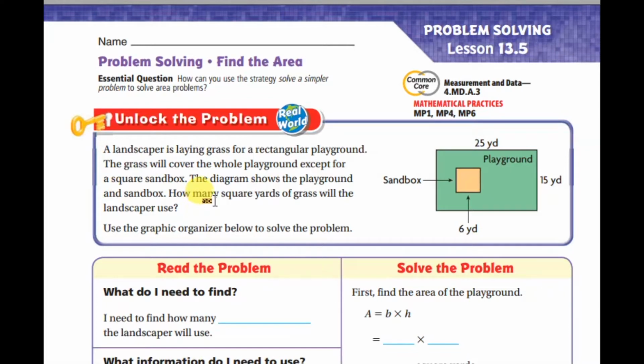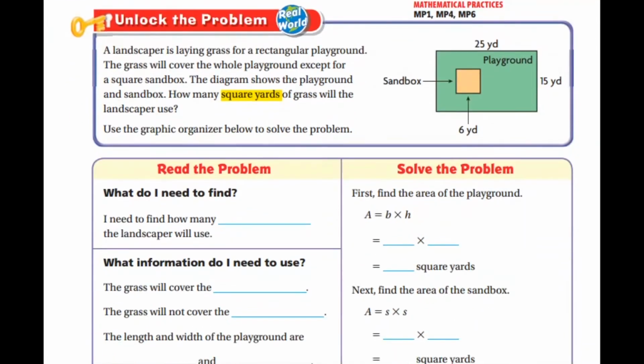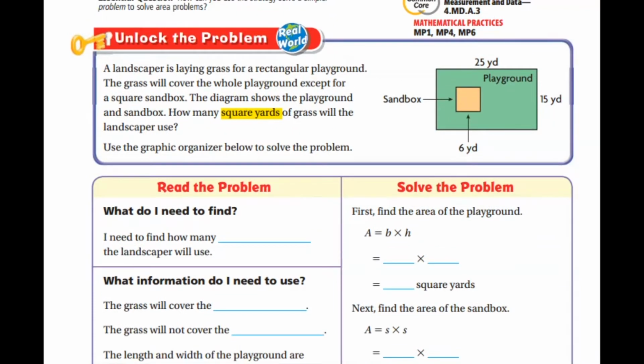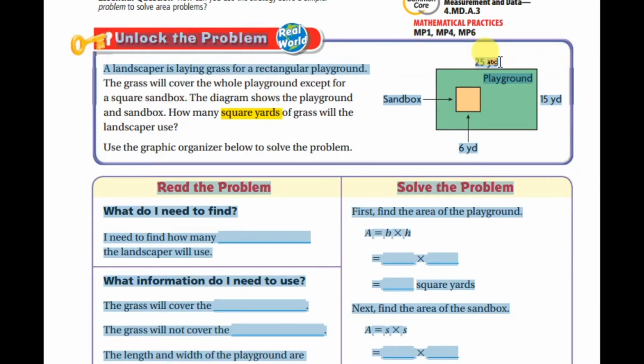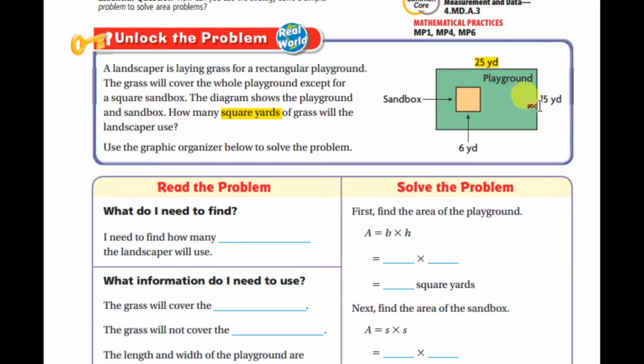So here we will measure the area in square yards. So the units here are in yards. Use the graphic organizer below to solve the problem. Okay, so first, let's see what are the givens. The givens here are the dimensions for the big rectangle. We have here 25 yards is the base and the height is 15 yards.